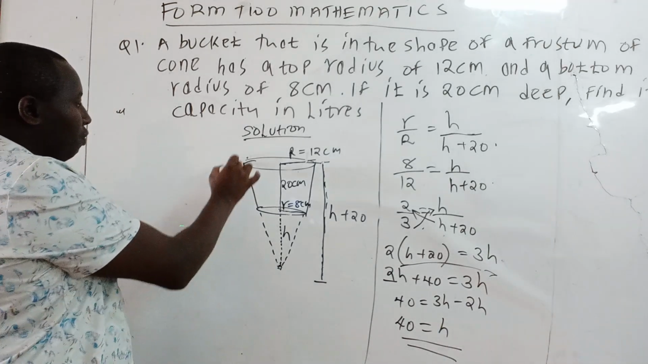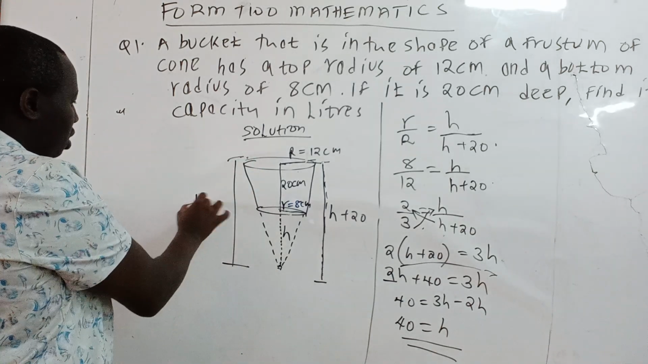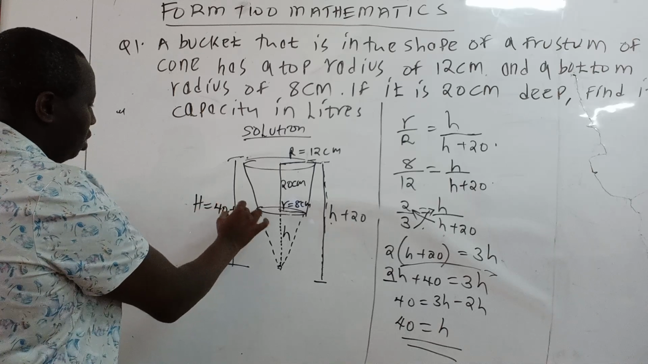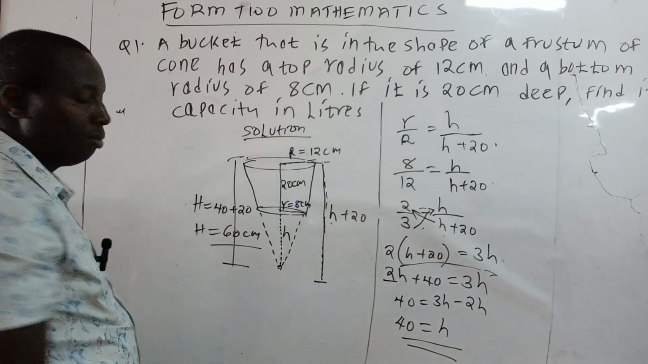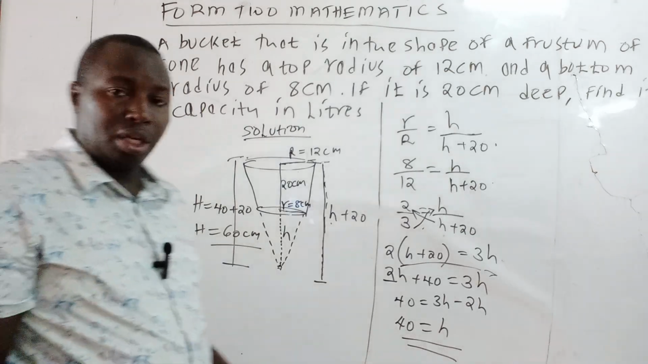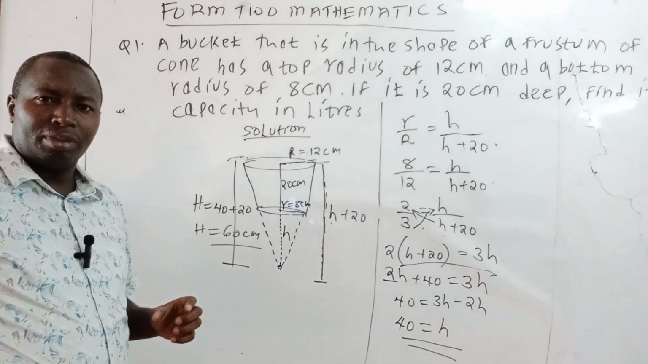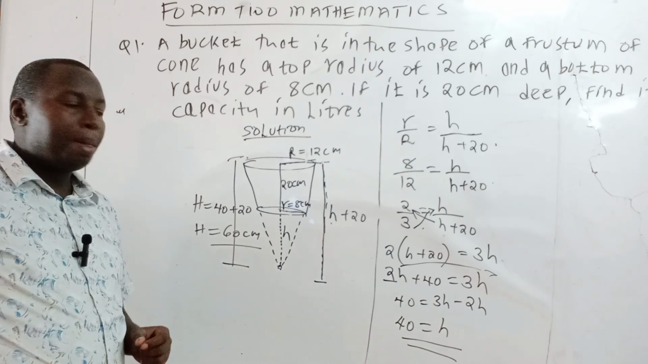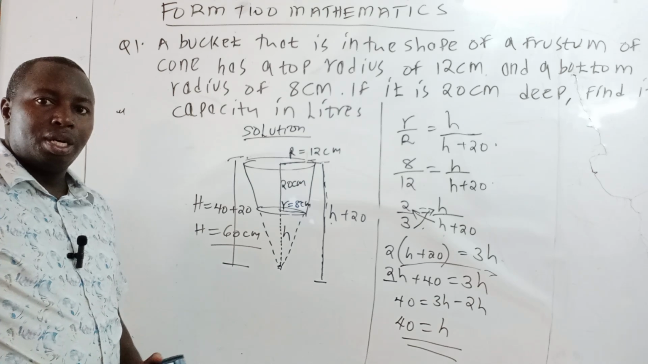So therefore, the height of the original cone will be h, which is 40, plus 20. You get the height now is 60 centimeters. So the height of the original cone, in this case, is 60 centimeters. So that's what you do to work out that.